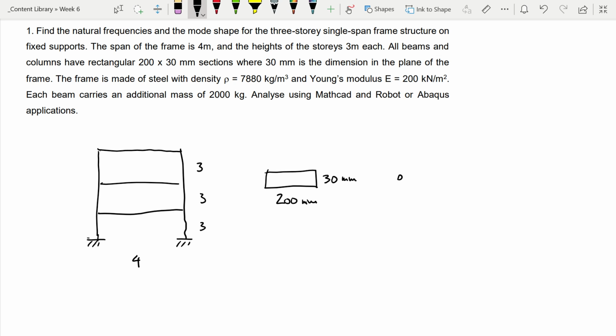And density of steel is 7880 kilograms per meter cubed. These are in meters. And Young's modulus is 200 kilonewton per meter squared. And each beam carries additional mass of 2000 kilograms.